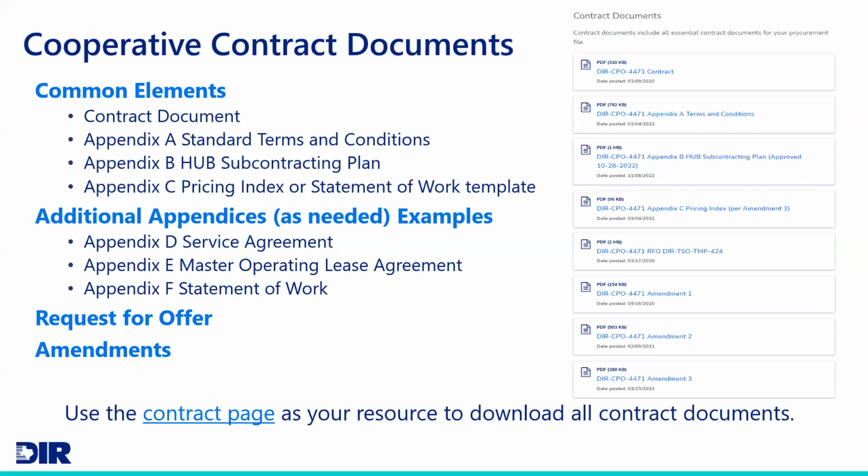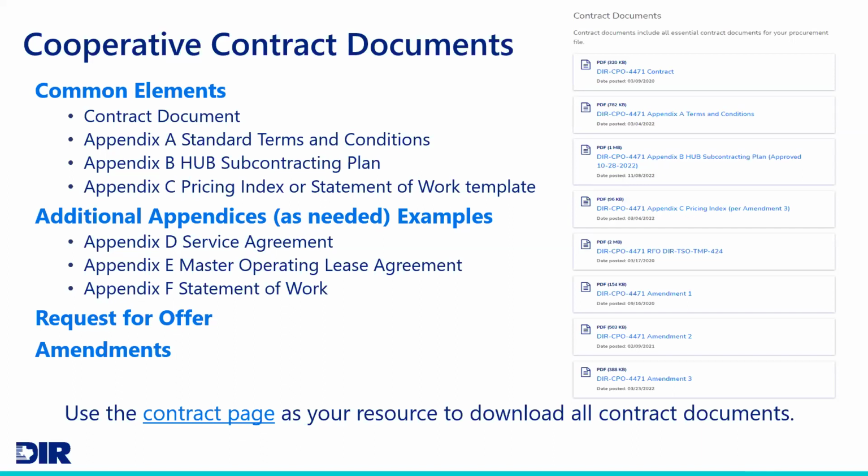You will also see attached the Appendix C, which is a pricing index for a commodity-based contract. And that pricing index will show you the brands available and the discount percent off of those brands for a commodity contract. Or if it's a services-based contract, your Appendix C might be a statement of work template if it's a project-based contract. So it will depend on the scope of the DIR contract whether you will see as the Appendix C either a pricing index or a statement of work template. You'll also see any other appendices attached as they are needed.